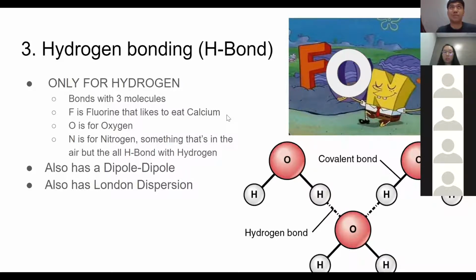So an example test question would be, Dr. E gives you a molecule. How many intermolecular forces would that molecule have? So for example, let's say that one molecule is H2O. How many intermolecular forces can H2O have?